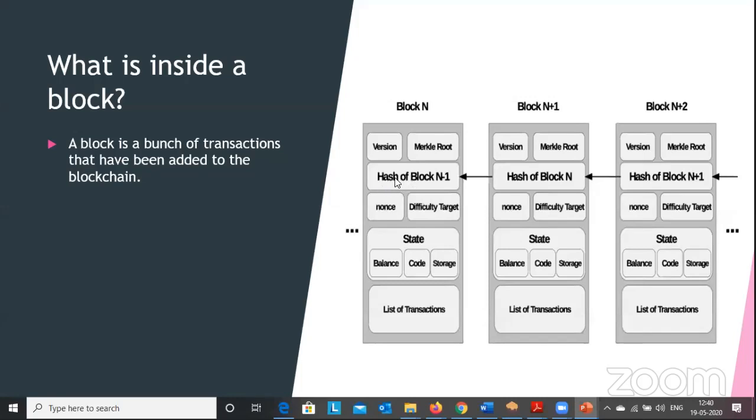Next is the hash of block n minus 1. So this is the previous hash. If you don't have any previous block, then the previous hash will be 0. So if it is a Genesis block, the previous hash will be 0. Then we have a nonce.